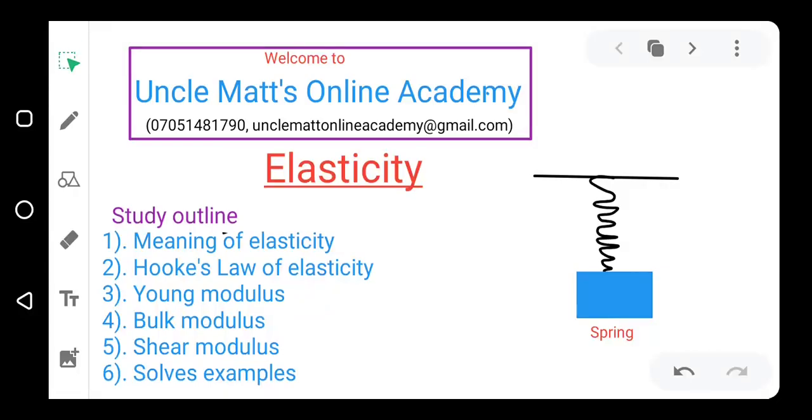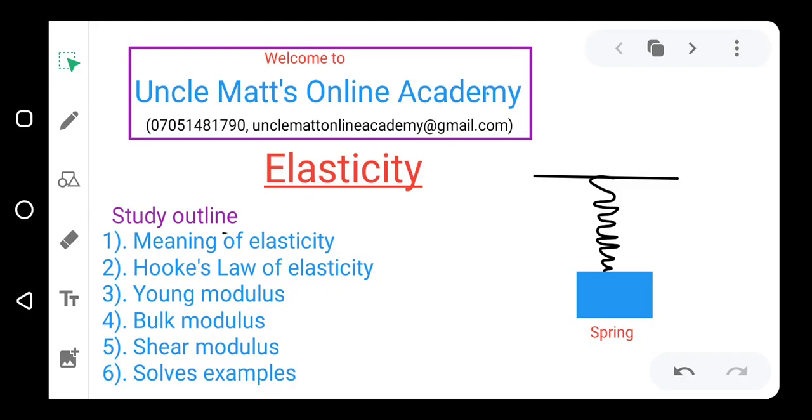In today's lesson, we are going to learn elasticity and we are going to look at the following: the meaning of elasticity, Hooke's law of elasticity, Young modulus, bulk modulus, shear modulus, and then we look at some solved examples.